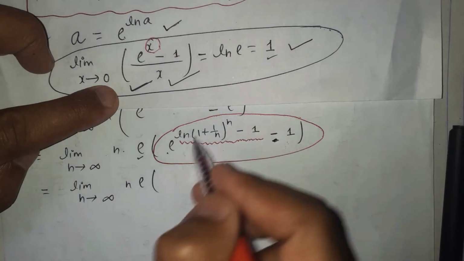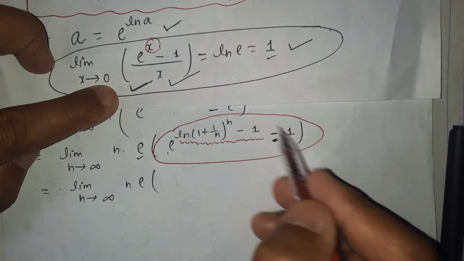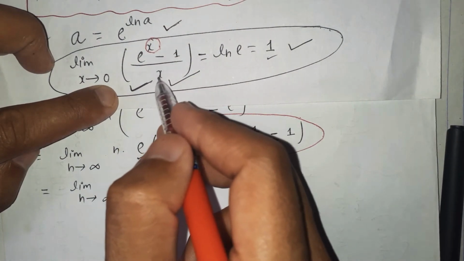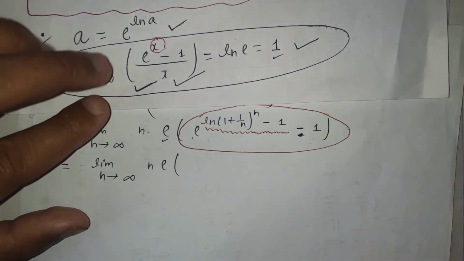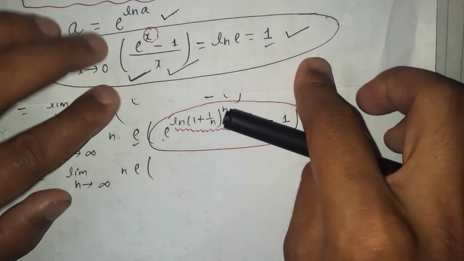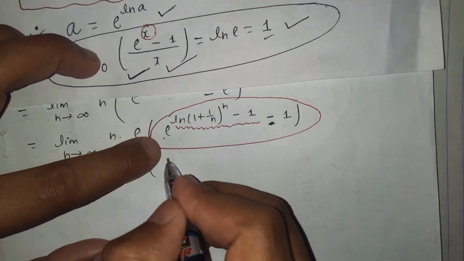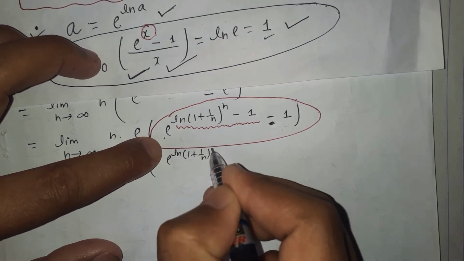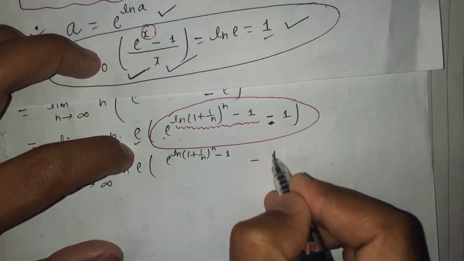In place of x, here is this term minus 1 over x. Here the dividend is this term, so let's do some modifications on the expression. This can be written as e raised to the power of ln of (1 plus 1 over n) raised to the power of n, minus 1, minus 1.